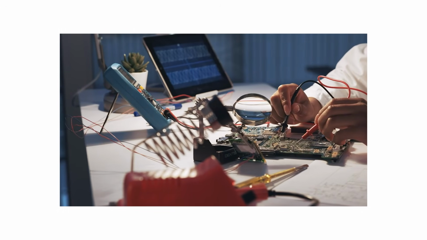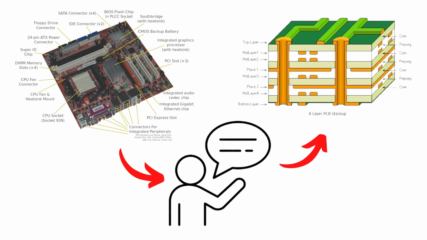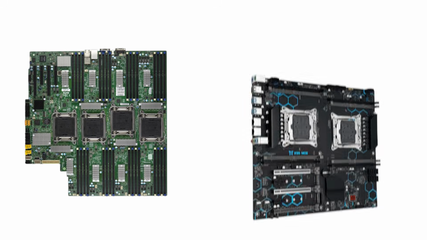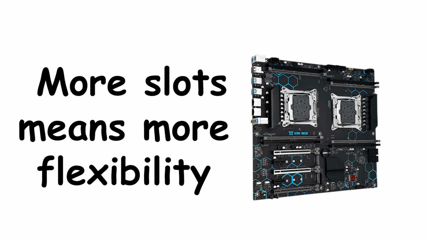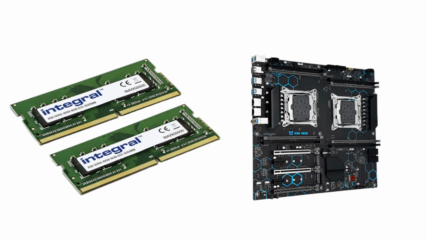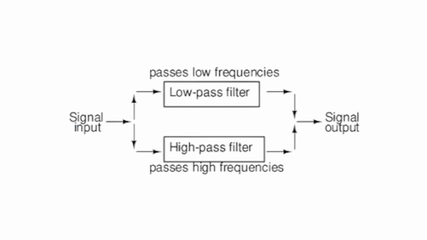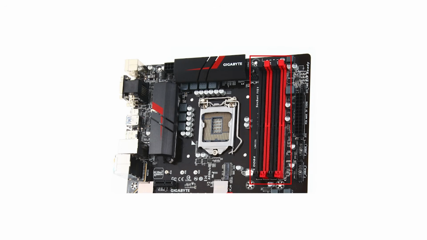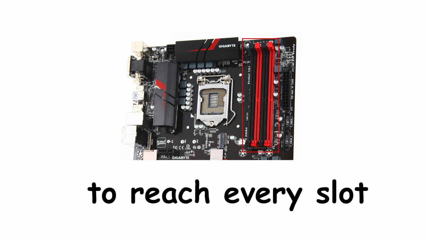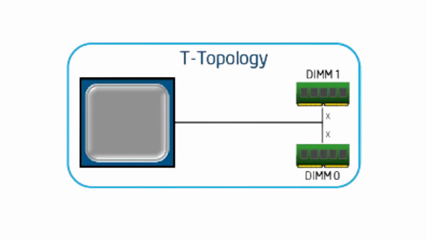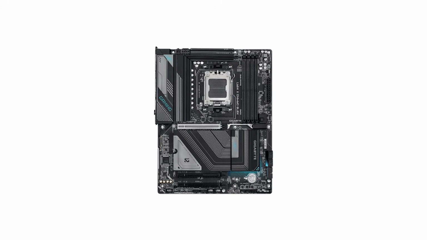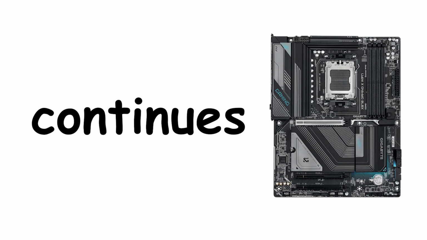Now here's where this gets directly useful, because the same physics explains one of the most persistent myths in PC building. 4-slot motherboards should be more capable than 2-slot motherboards. More slots means more flexibility, more upgrade paths, more RAM capacity. Except at high frequencies, more slots means more stubs. On a 4-slot board, the traces have to branch to reach every slot. In a T-topology layout, the signal splits evenly toward 2 destinations. In a daisy chain layout, it hits the first slot and continues to the second.